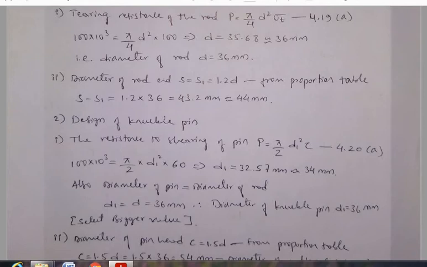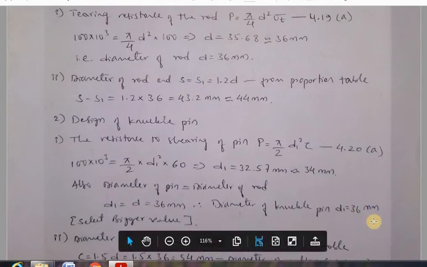Here we also know that the diameter of the pin is equal to the diameter of the rod. Here the diameter of the rod is 36 mm. Therefore the diameter of the knuckle pin, small d1, is equal to 36 mm. As we discussed in the design procedure, we have to select the larger value between them. Therefore we have selected the larger value, and the diameter of the knuckle pin will become 36 mm.